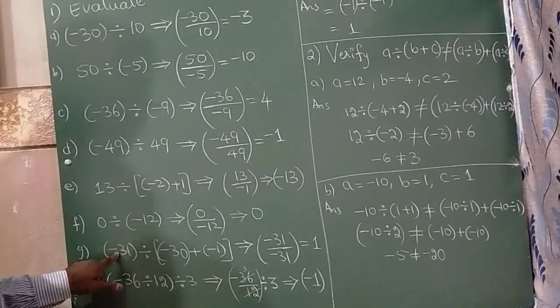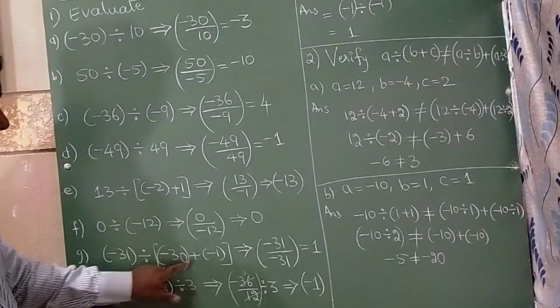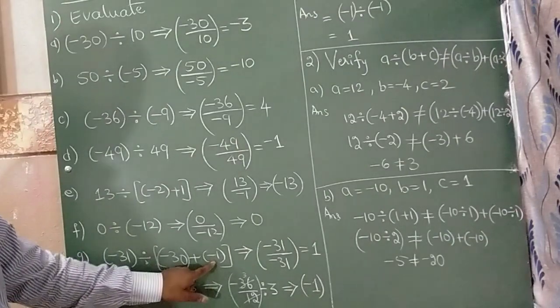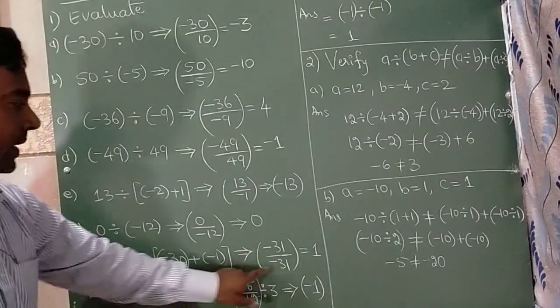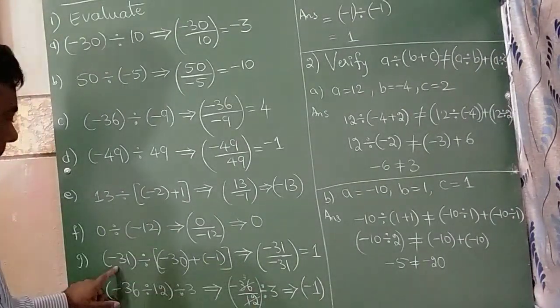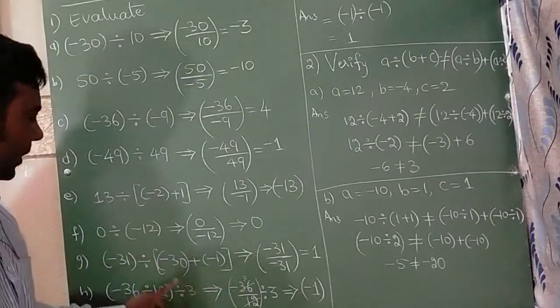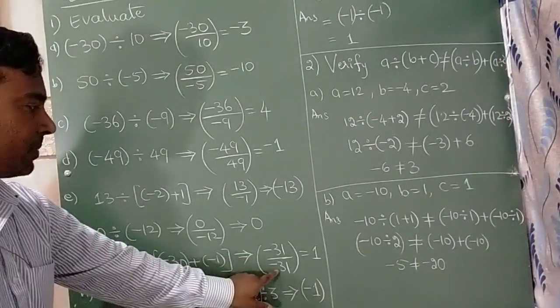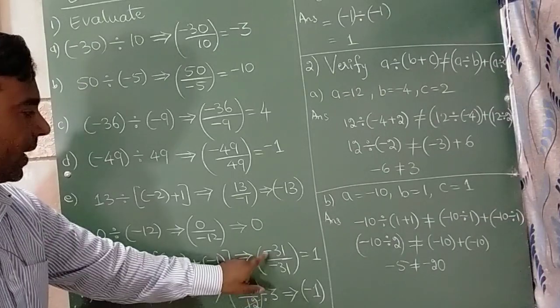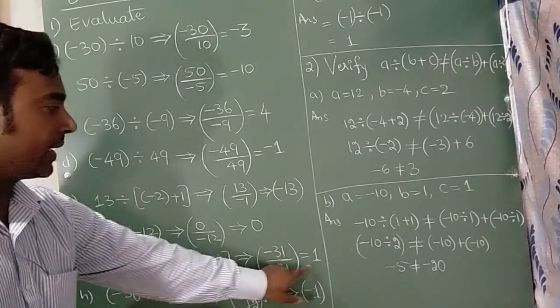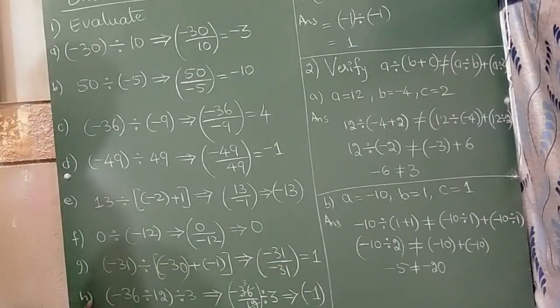Now G. Minus 31 divided by minus 30 plus of minus 1. Minus 30 minus 1 is minus 31. This minus 31 in the numerator. Minus 30 minus 1 is minus 31 in the denominator. Minus and minus get cancelled. 31 and 31 get cancelled. So the answer is 1.